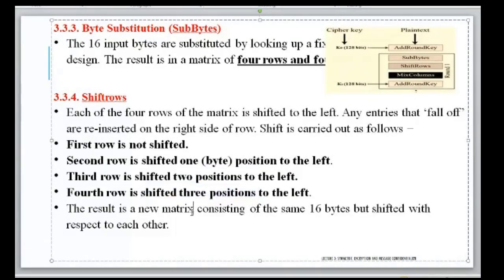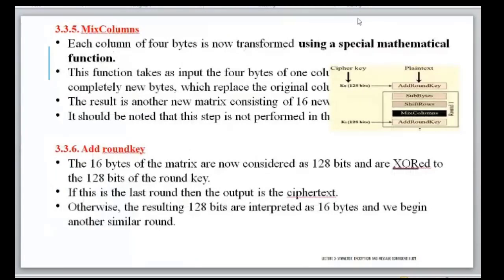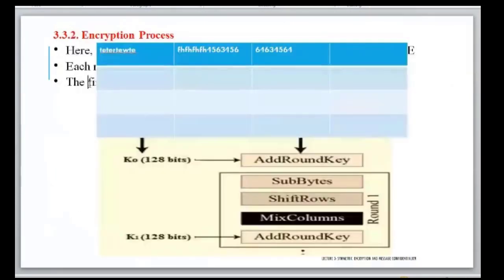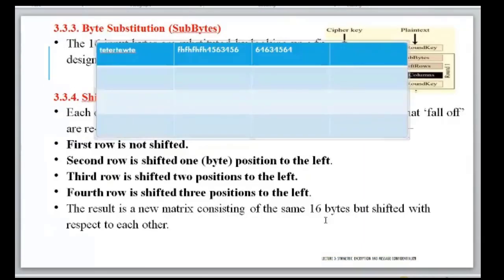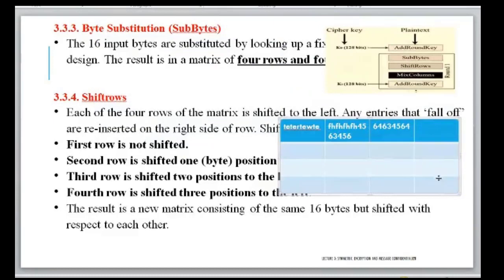Whatever result comes, that is going to be the input for the next level. What is the next level? The next level is going to be the columns. So after shifting the rows, I'm going for the next one. This is the result. Next, I'm going to shift the columns.